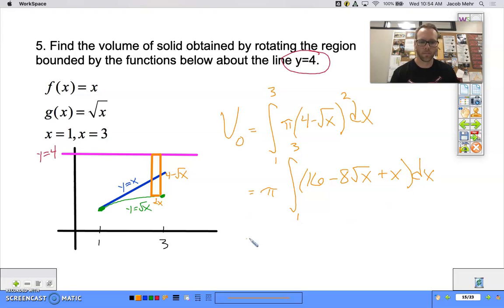So this is going to be pi times 16x minus, all right, this would be x to the 3 halves. So we're going to need a 16 thirds, I think, in front. When the 3 halves comes down, the 3's will cancel. 16 over 2 is 8, plus x squared, from 1 to 3. And just running out of time here, so we'll continue this problem in the next video.